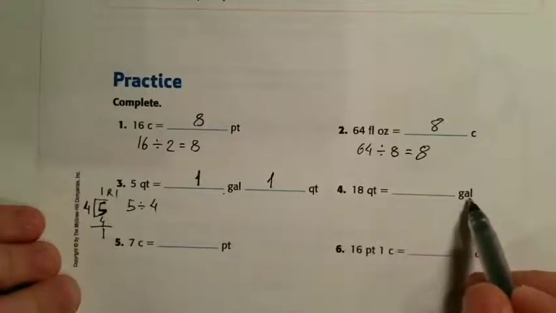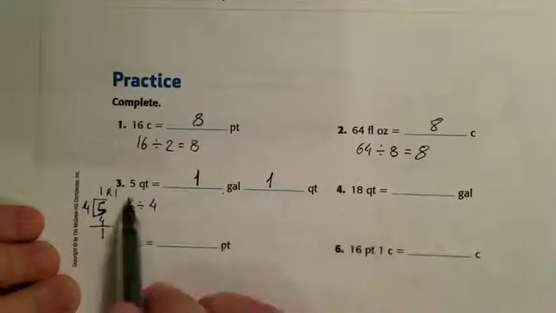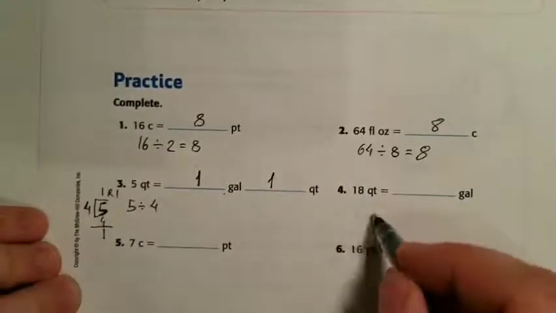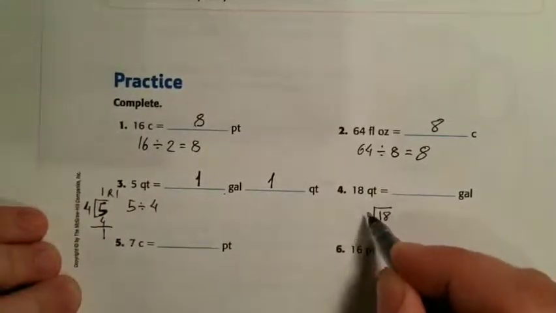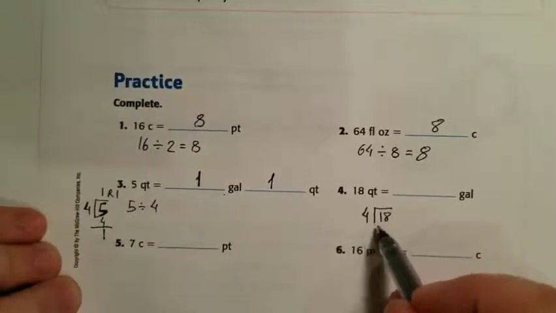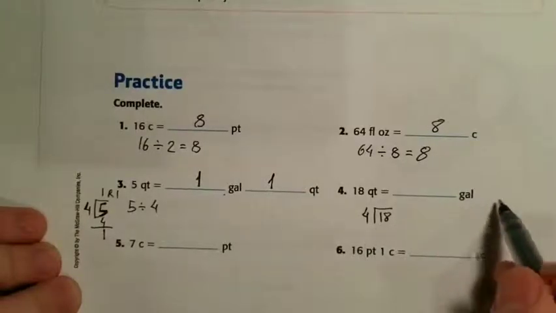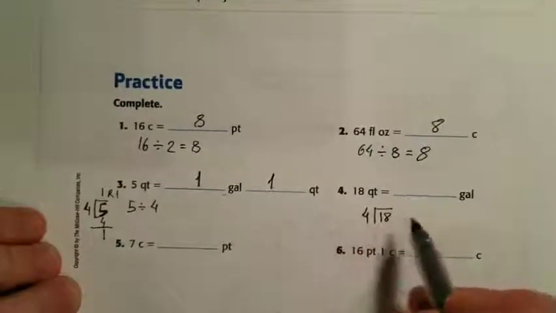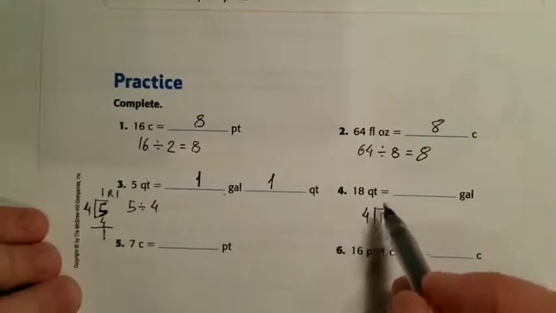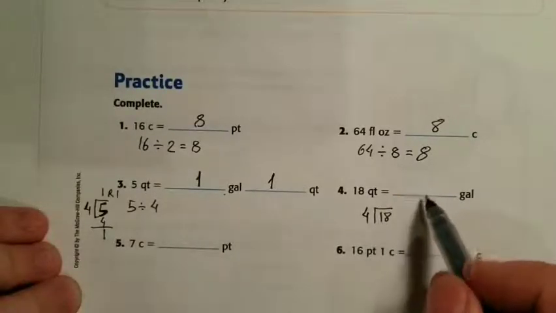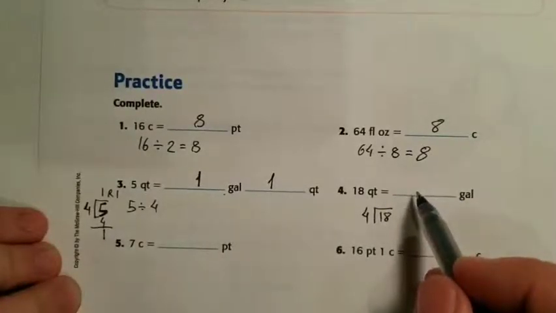18 quarts to gallons. Again, quarts to gallons, we have to divide by 4. So when we take 18 and divide it by 4, well, 18 doesn't divide nicely by 4, right? But in this case, they didn't give us a little line here with a quart like they did before. That means we have to do the division all the way to the end, and most likely we're going to end up with a decimal number.